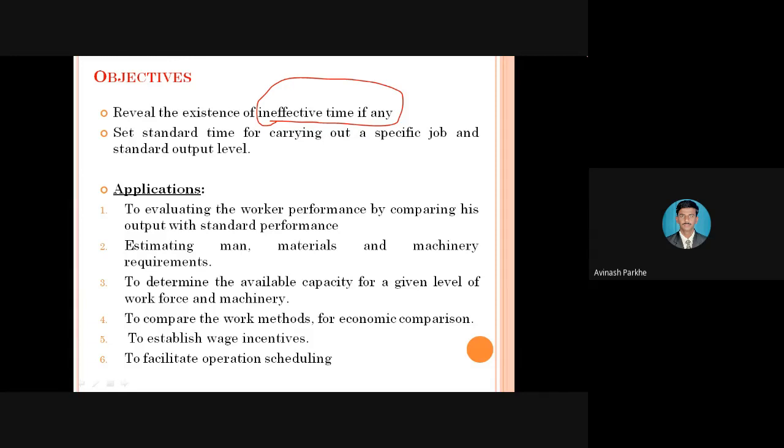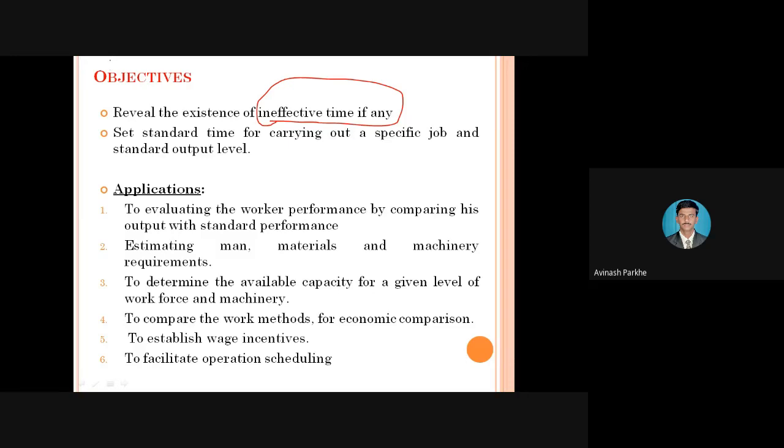But that operator or that worker has taken an extra 30 minutes. That means that extra 30 minutes is ineffective time which is unnecessarily generated in that particular lathe machine. So to reduce that extra 30 minutes, this work measurement concept plays a very important role.